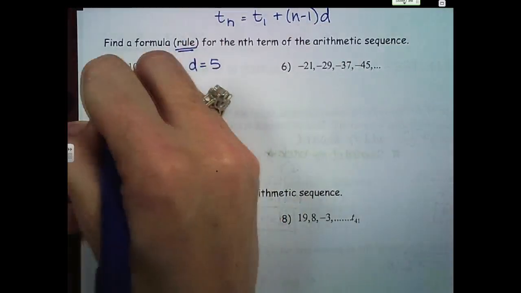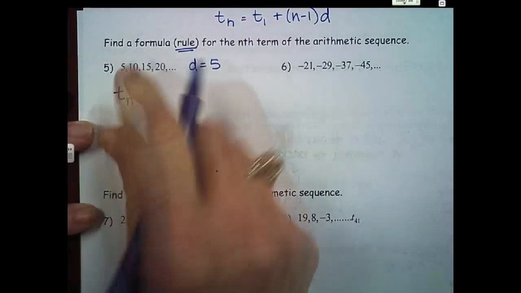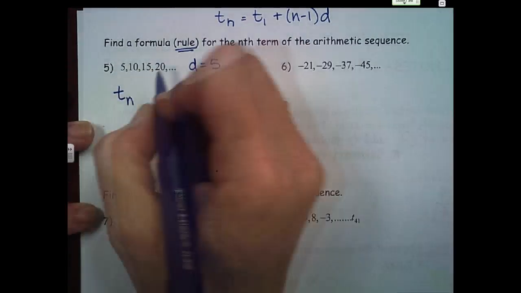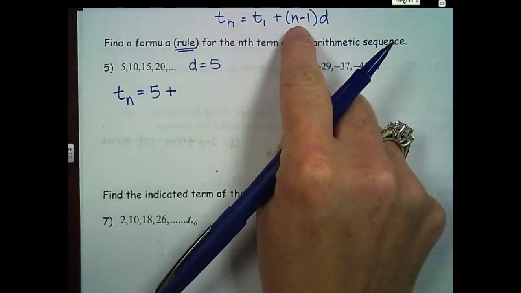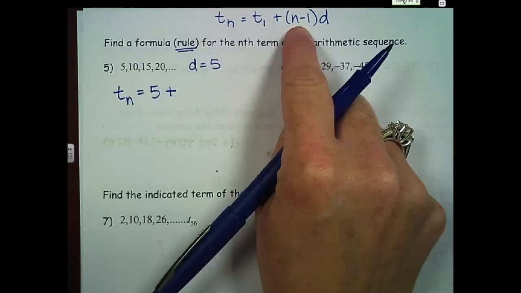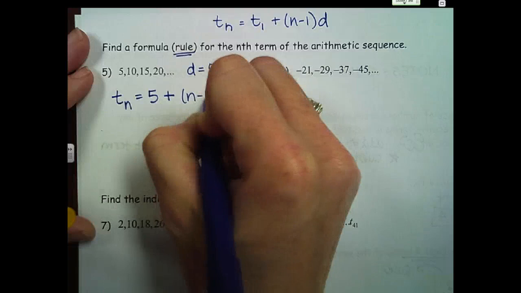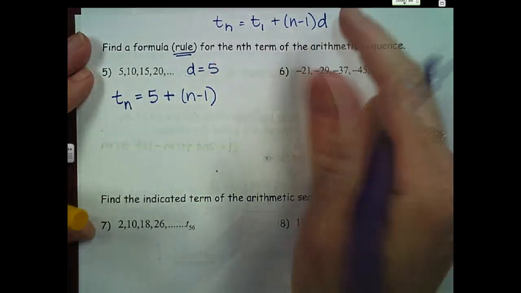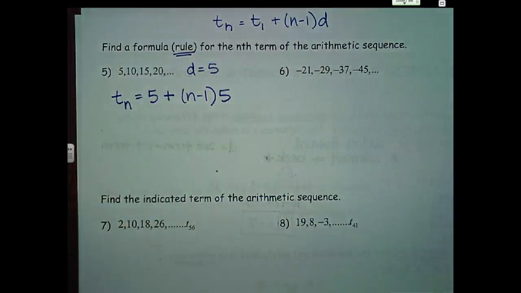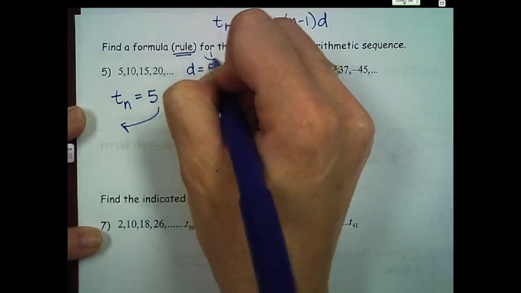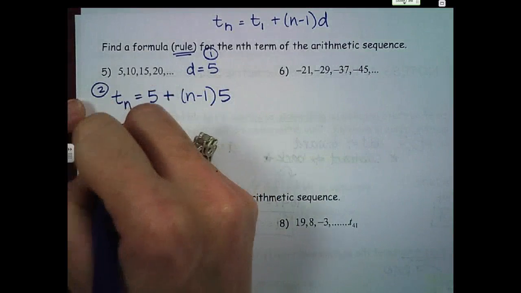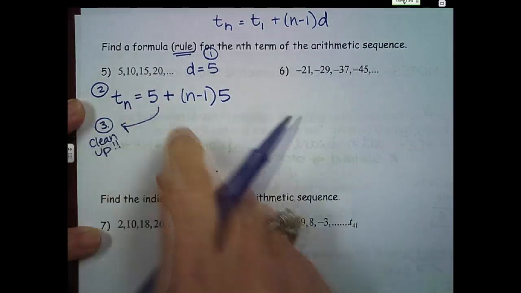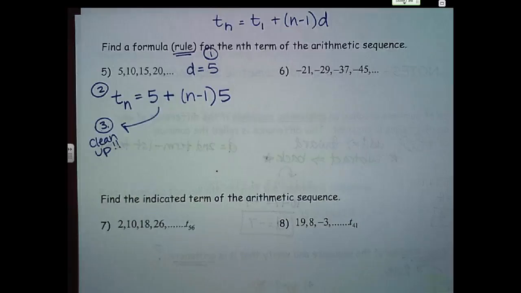Okay, T sub n, in other words, any number I want to find, equals, what's my first term? 5 plus, I don't know what n is because I don't know what term I'm looking for. I want to write a rule. I want to keep n in my rule. So I'm going to leave this as n minus 1. And what's D? 5. Now your second step. So this is your first step, find D. Your second step is write the rule, and your third step is clean this up. In other words, this is too messy.